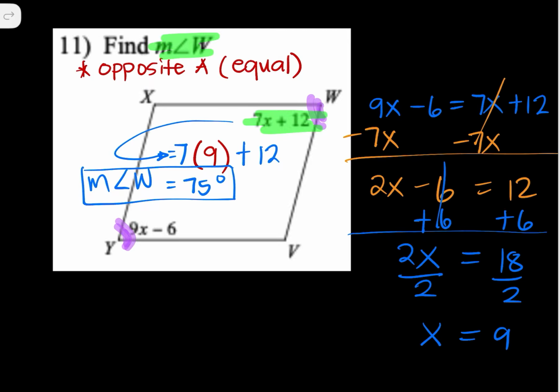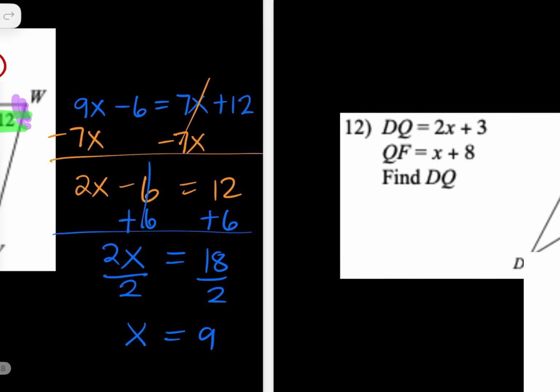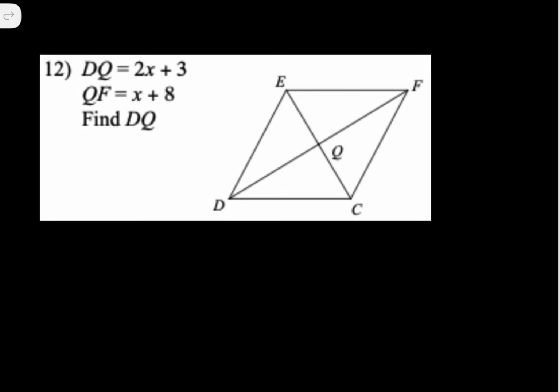Let's try one last problem. When you see something like this, I would highly recommend you use your highlighter. We've got DQ, and DQ is this portion of the figure. The next one is QF. QF is the other half of the same diagonal. Remember, diagonals of a parallelogram bisect each other.